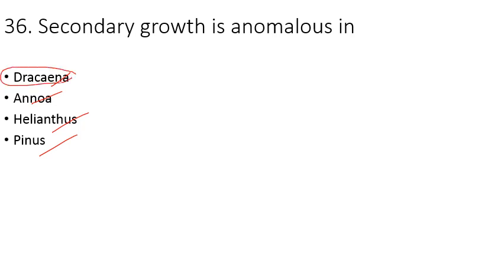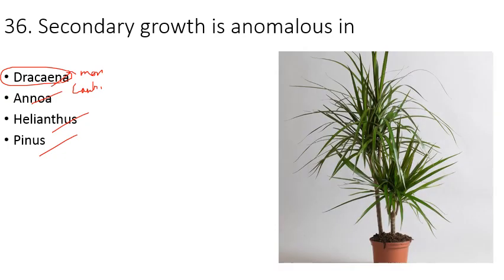Next question is from plant anatomy. Which of the following shows anomalous secondary growth? Our options are Dracaena, Avena, Helianthus, or Pinus. So its right answer is Dracaena, which is a monocot which shows secondary growth. As we know that monocots lack cambium, so presence of cambium in a monocot is itself anomalous secondary growth. So this is the plant Dracaena.